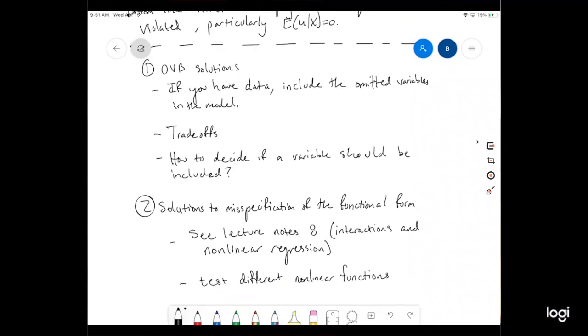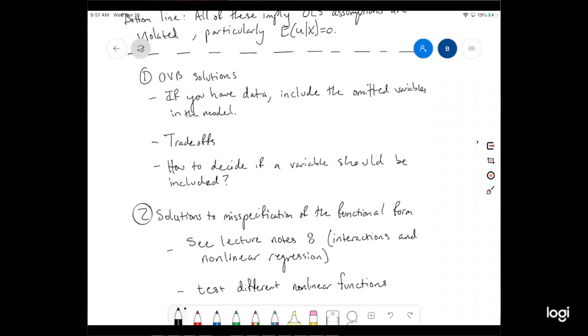So basically the bottom line for this class, for solutions to omitted variable bias, is to add the omitted variables to the model and test whether or not they're statistically significant.